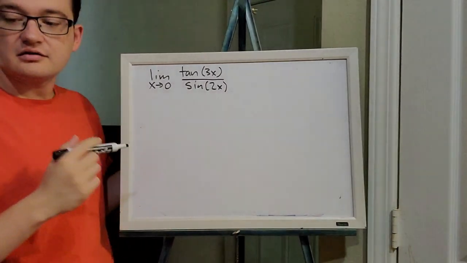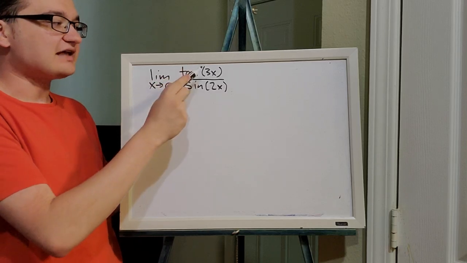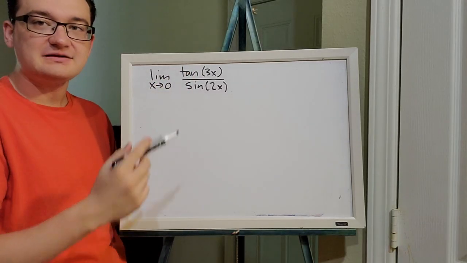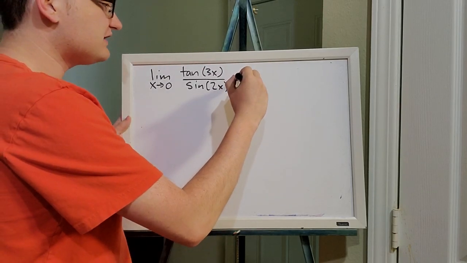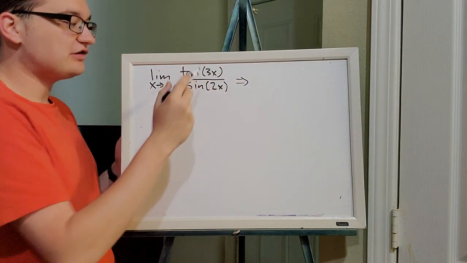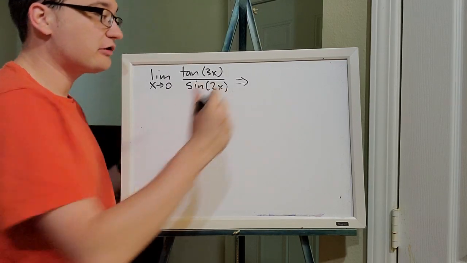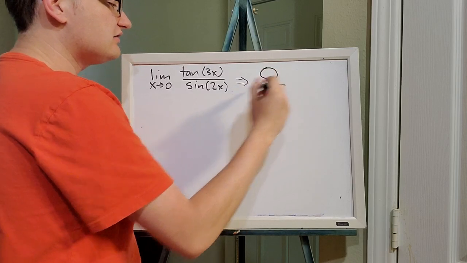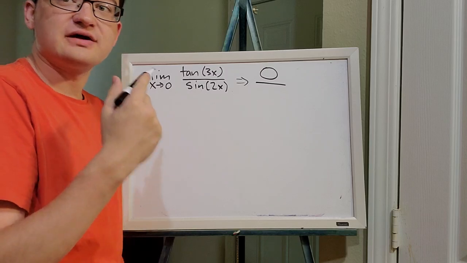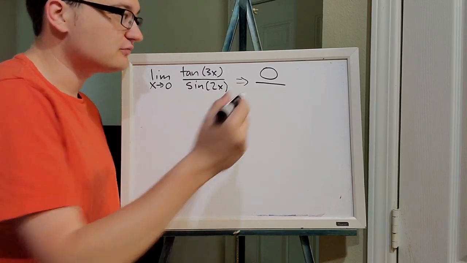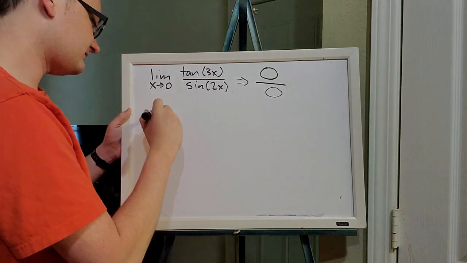Okay. Problem 2. We're taking the limit as x goes to 0 of the tangent of 3x divided by the sine of 2x. What's this look like first? Well, if we take the limit of tangent of 3x as x goes to 0, that's the tangent of 0. Tangent of 0 is 0. Similarly, we take the limit of sine of 2x as x goes to 0. That goes to sine of 0, 0. Indeterminate form. Let's take a derivative.